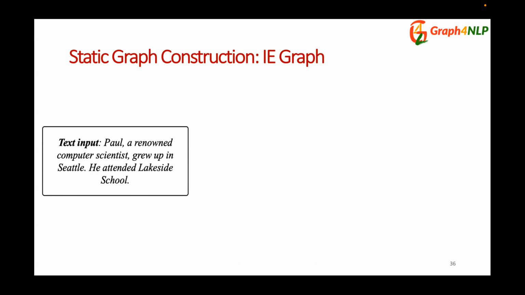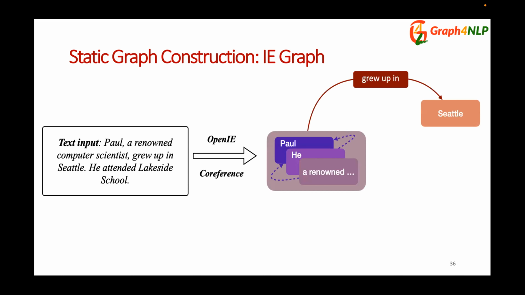The IE graph aims to extract the structural information from text to represent the high-level information about the entities and their relations. Given an input text, we can apply IE tools to convert it to a graph, which contains entities such as Seattle as nodes and relations such as attended as edges. Coreference resolution is usually conducted here to group entities which refer to the same concept into a single node. Here, we have Paul, he, a renowned computer scientist. These three entity mentions actually refer to the same concept, so we can group those entity mention nodes into a single node.